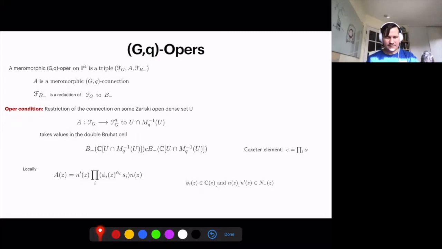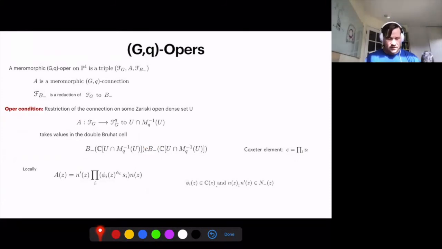So you take the restriction of the connection on some Zariski open dense set, A from F sub G to F sub GQ on this set, right? It takes value in this double Bruhat cell. So here you take C, which is a Coxeter element, right? It's a product of Weyl reflections in G. You take the Weyl group of G, you take the product of all reflections, and then you sandwich it by these two B minuses, right? So B minus is the negative Borel. So we made some choice for the Borel subalgebra. You make a choice and then you stick with it, right? And then here you made a certain choice of the product of elements in the Coxeter element, product of Weyl reflections. So your oper condition demands that the Q connection takes values in this Bruhat cell.